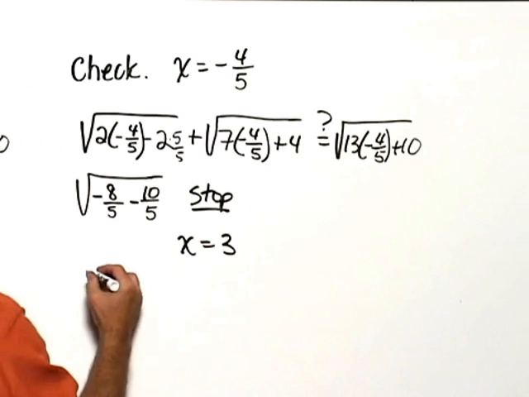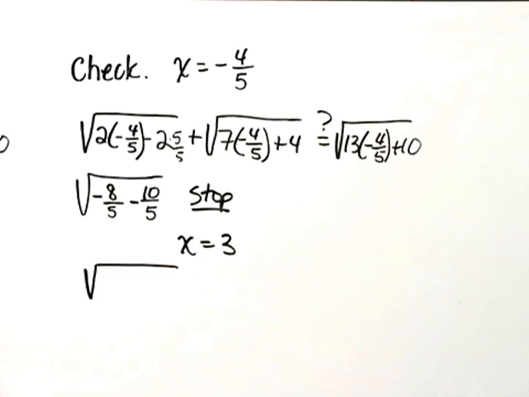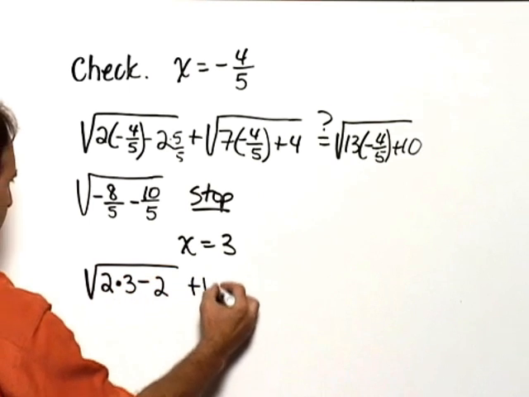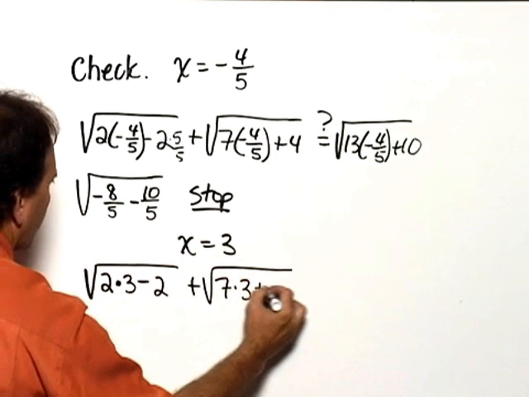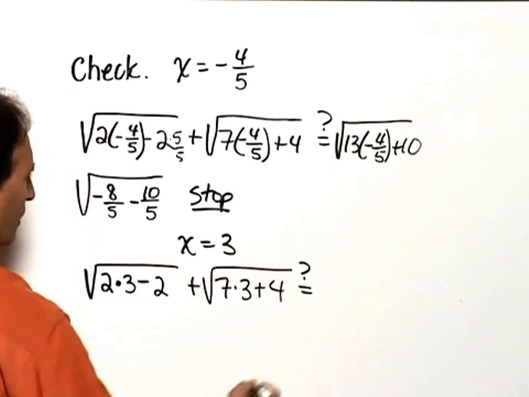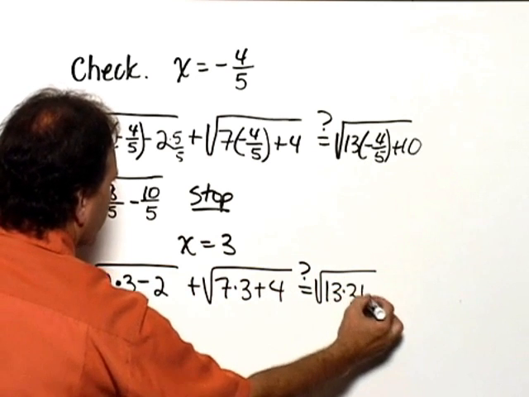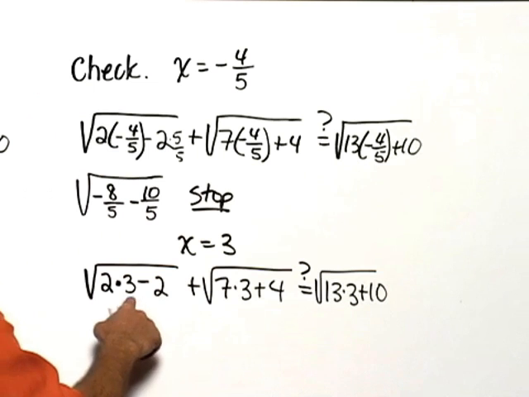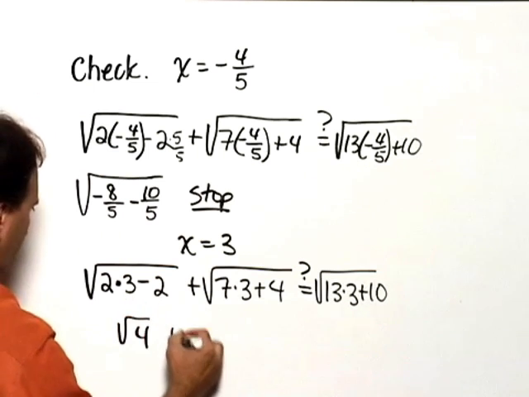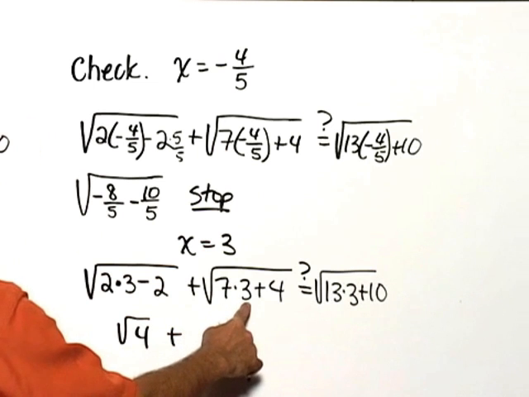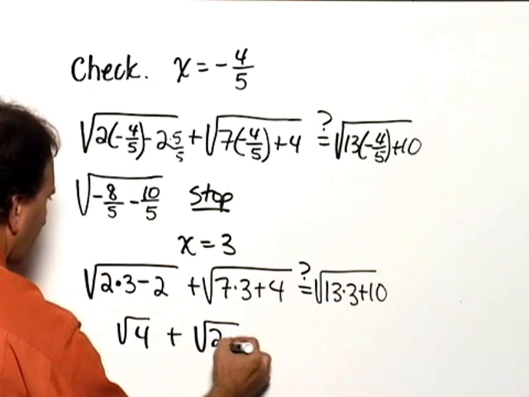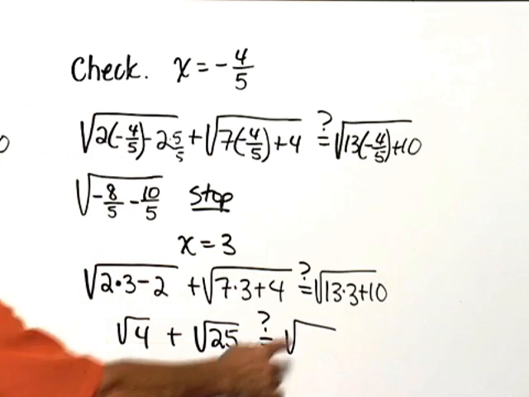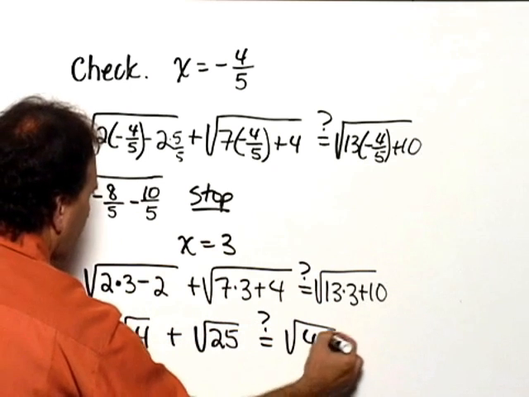When we check x equals 3, we would want to know if the two sides are equal, so it's the square root of 2 times 3 minus 2 plus the square root of 7 times 3 plus 4. Does that equal the square root of 13 times 3 plus 10? Simplifying here, 2 times 3 is 6. 6 minus 2 is 4, square root of 4, plus 7 times 3 is 21, plus 4 is 25, so that's plus the square root of 25. We want to know, does that equal the square root of 3 times 13 is 39, plus 10 is 49.